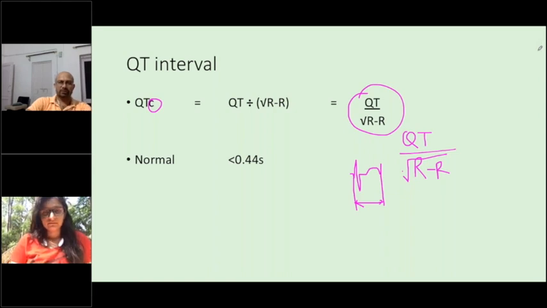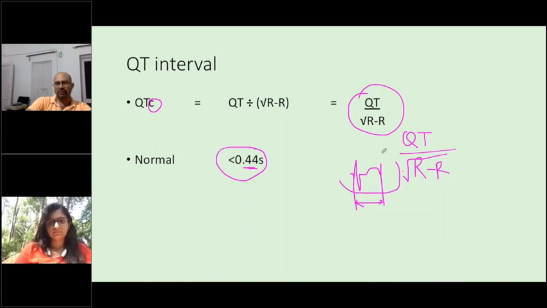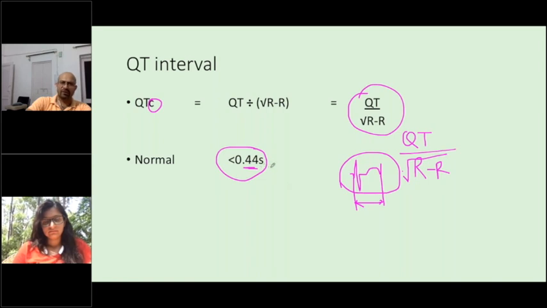So not much to bother. People will definitely not be asking you this at the undergraduate level. But if you understand this number is about 0.44, and if you remember one large square was 0.2, then 0.44 is practically two large squares and a little bit more. If you just eyeball the ECG and find that from the beginning of the Q wave to the end of the T wave is more than 2.5 large squares, then you're in trouble and you need to explore this further. Then you start calculating the corrected QT and thinking more about it.